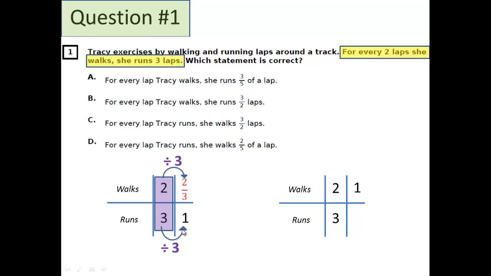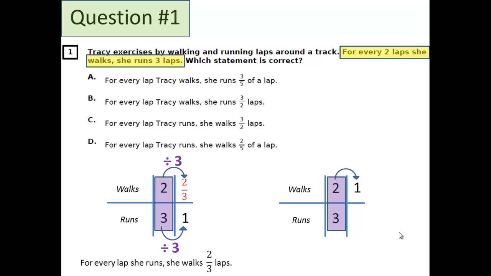Oh, wait, before we go over there, let's talk about what this means. Okay, 1 lap she runs, she walks 2/3 of a lap. So I'm going to write that down here. Look, for every lap she runs, she walks 2/3 laps. So I'm looking here. For every lap she runs, she walks 3/2 laps. No. For every lap Tracy runs, she walks 2/5 laps. No. C and D aren't right. Hopefully we'll figure out if A or B are right. All right, let's go over to the second ratio table.